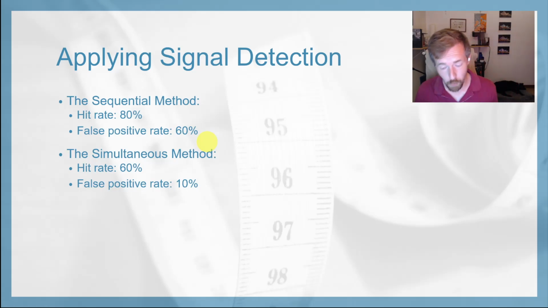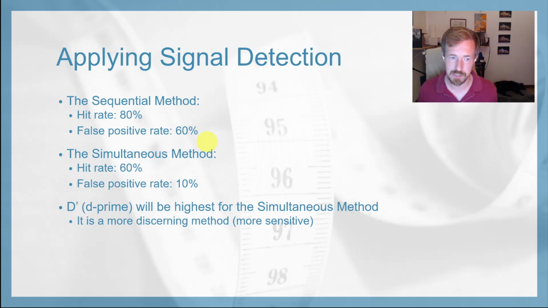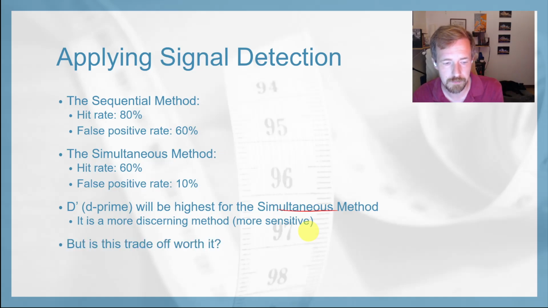And that's why it's important to look at signal detection theory. The D prime here, the sensitivity, would tell us that our sensitivity is highest for the simultaneous method than it is for the sequential method.